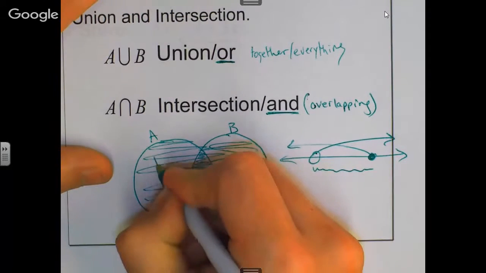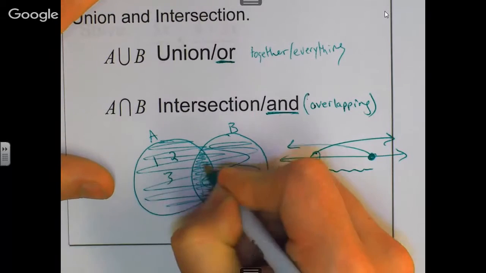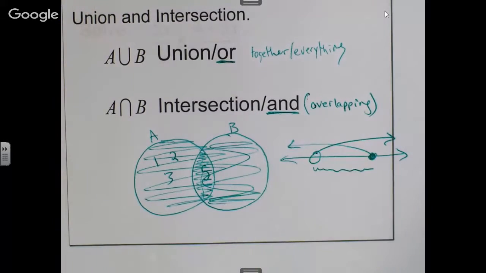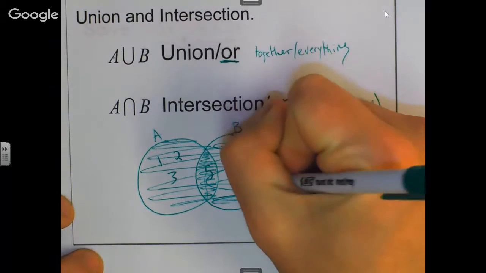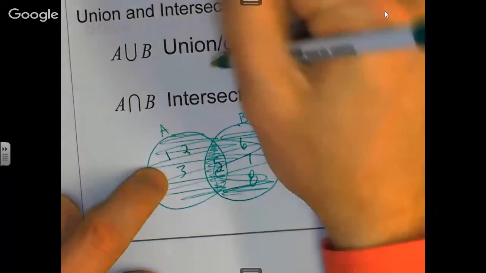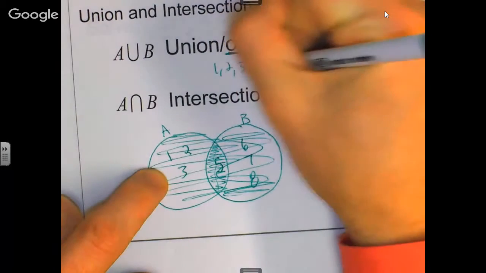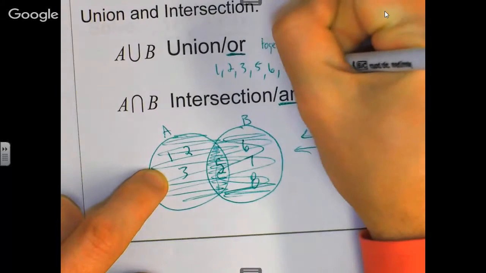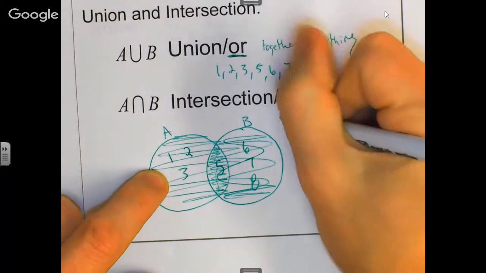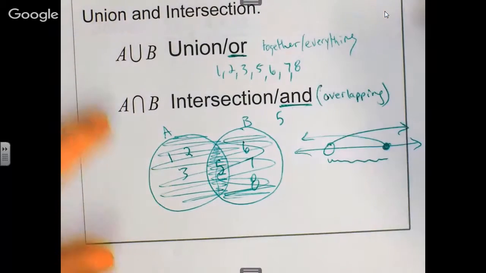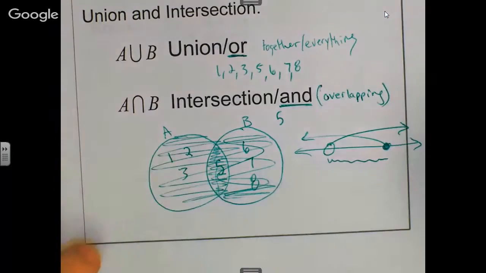Okay, so if I've got 1, 2, 3, 5, 6, 7, 8, the union is 1, 2, 3, 5, 6, 7, 8. The intersection is just 5. Okay, the union is every number that I have an option of choosing.